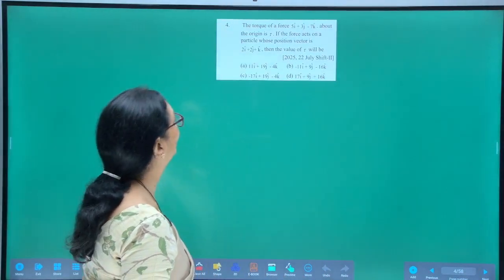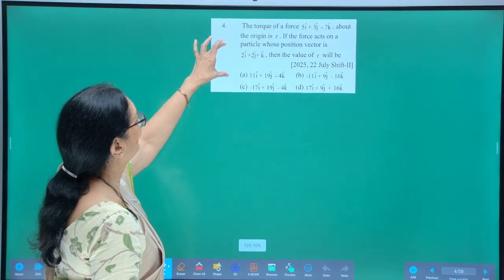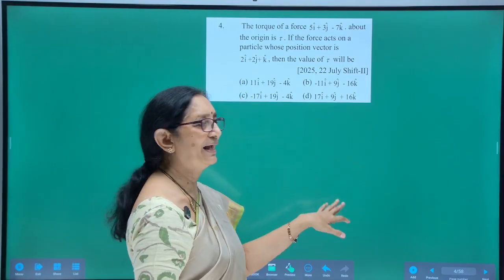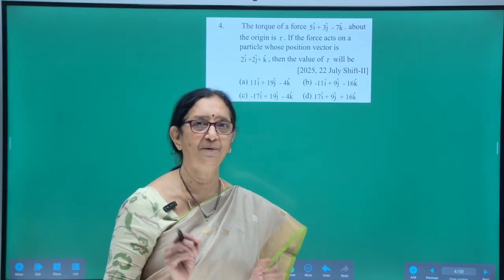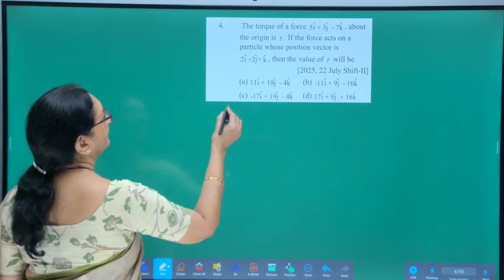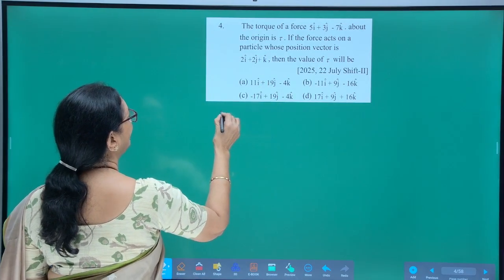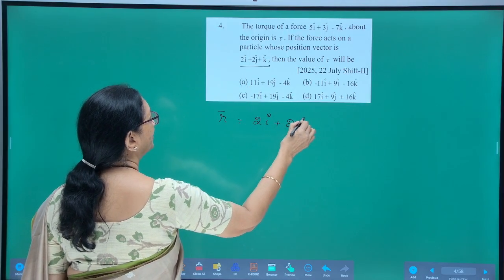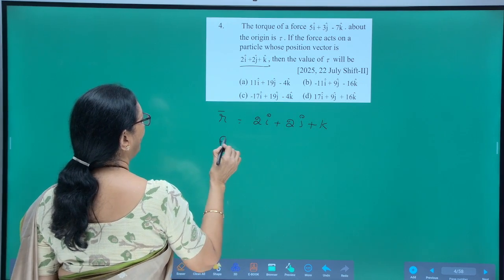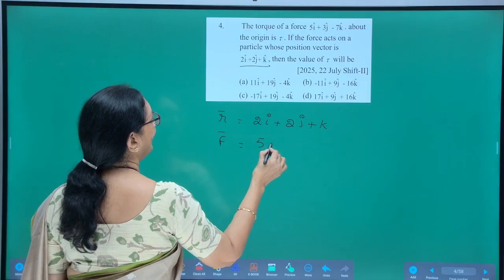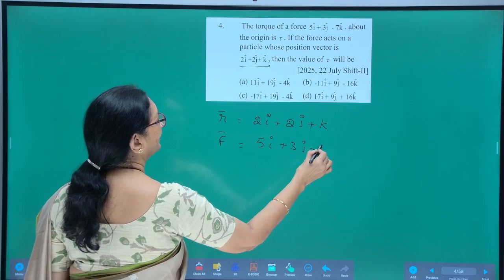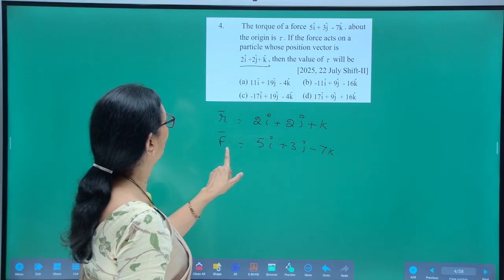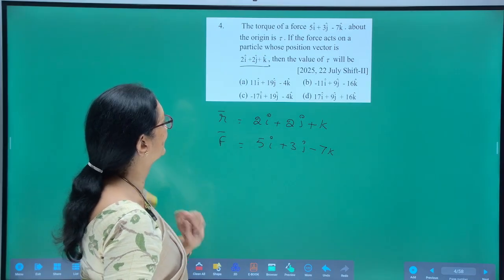Move on to the next. Look here, exactly a similar model. You have to do it all by yourself. By the time I complete the problem, you have to complete this problem in your notebook. Get ready. Look here. The position vector of the force is given as 2i plus 2j plus k, and the force vector is given as 5i plus 3j minus 7k.